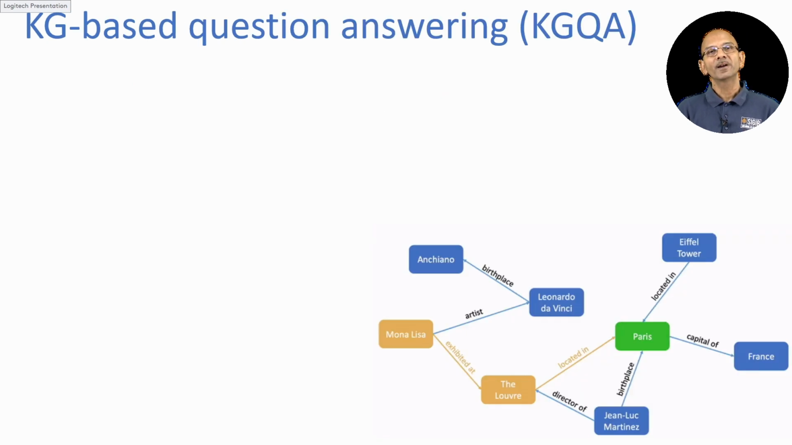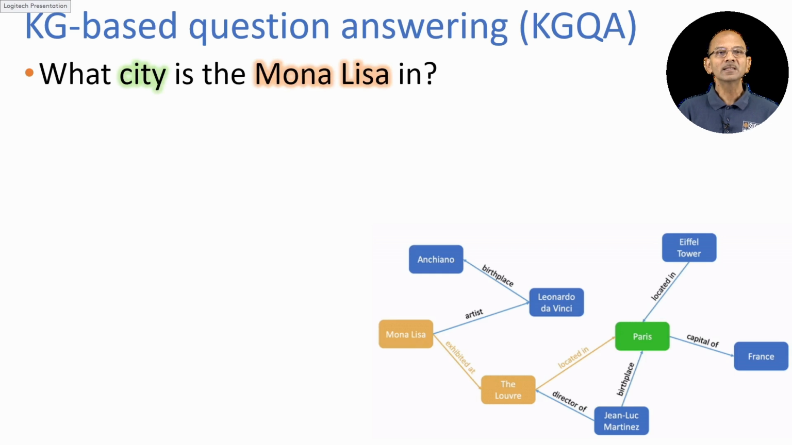As I was saying, a very important application of knowledge graphs is in question answering. Suppose we have this fragment of a graph shown below, where we have Leonardo da Vinci, who was an artist who created the Mona Lisa. The Mona Lisa is exhibited at the Louvre Museum, which is located in Paris, and so is the Eiffel Tower, and Paris is the capital of France, etc. In this setting, if we ask, what city is the Mona Lisa in? What is involved? I have to trace a path from Mona Lisa to Paris, because Paris is a capital and therefore it's a city, right?